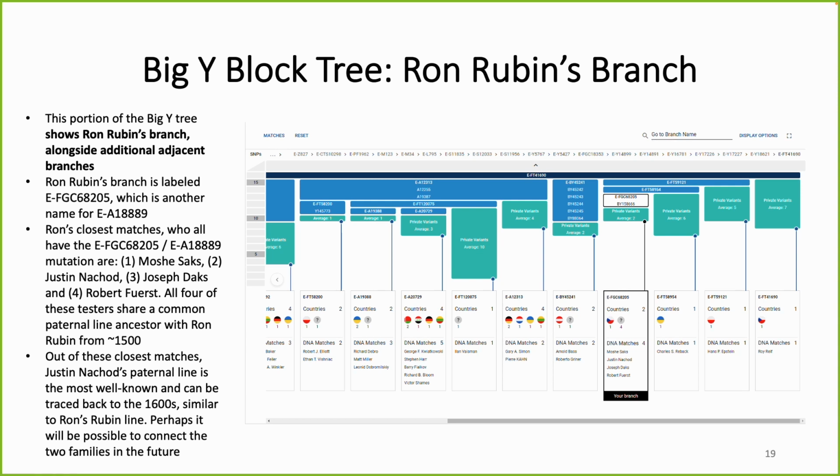But he is part of this branch that's highlighted, and he has listed as his closest cousins, again, all from 1500 CE, not any closer, a guy named Moshe Sachs, Justin Nachod, Joseph Dax, and Robert Forst. And so, again, Justin Nachod, we know his line the best because he goes back to Prague, to the 17th century. The other men, we can't go back that far, but they are on the same paternal line. And so this is where we were. This was the state of the research after Ron Rubin's test.